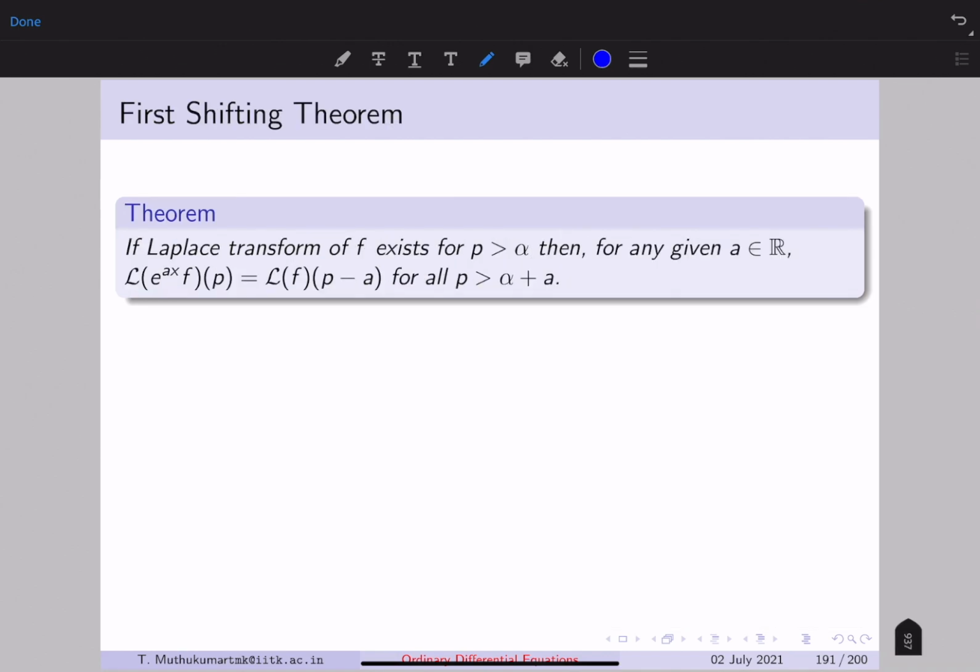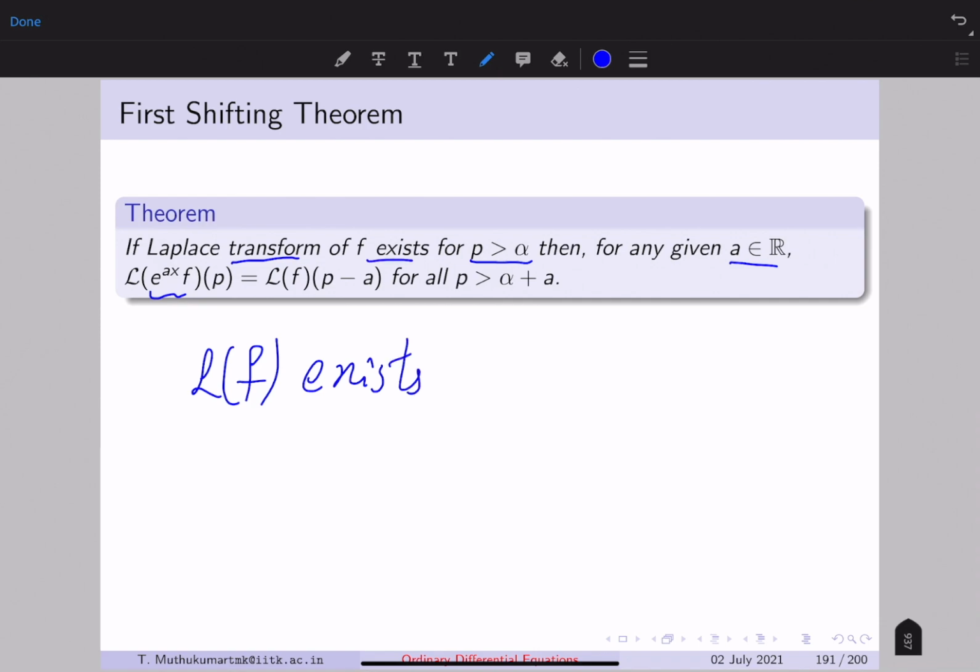Now another property, which is called the first shifting theorem. What this theorem tells you is that if f is a function such that its Laplace transform exists for p bigger than alpha, then for any given real number a, we consider the Laplace transform of exponential times f. What is given to you is that L of f exists.